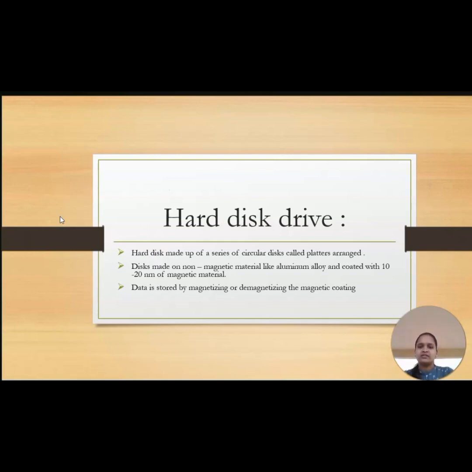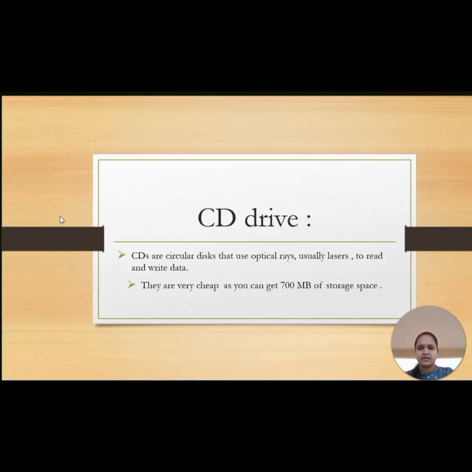What is a hard drive? A hard drive is made up of a series of circular discs, arranged as platters. A disc is made of a non-magnetic material like aluminum, coated with 10 to 20 nm of magnetic material. Data is stored by magnetizing and demagnetizing the magnetic coat. A CD drive is a circular disc that uses optical rays, usually lasers, to read and write the data.